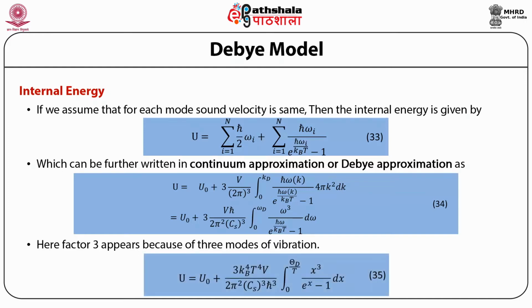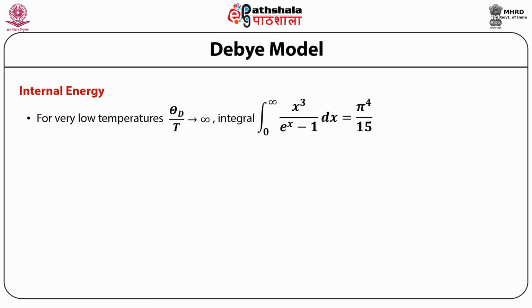Let x is equal to ħω by kBT, and θD/T the upper limit. Then we can write U is equal to U0 plus 3 kB⁴T⁴ into V divided by 2π²Cs³ħ³ integral from 0 to θD/T x³ upon e raised to power x minus 1 dx. For very low temperatures, θD/T approaches infinity, and the integral from 0 to infinity x³ upon e raised to power x minus 1 dx is equal to π⁴ upon 15.